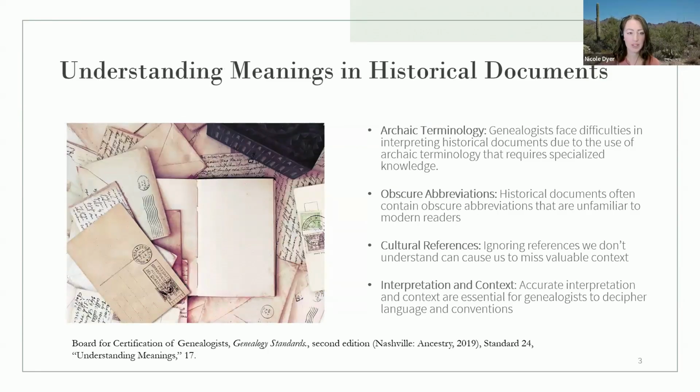Today, our tip is going to be about understanding meanings in historical documents. And as I said in the email message I sent out for this month's newsletter, we often focus a lot on analyzing sources as far as we apply the labels to them. What kind of source do we have? Is it original, derivative, or authored? What kind of information do we have? Primary, secondary, or unknown? And what kind of evidence is it? Direct, indirect, or negative evidence?